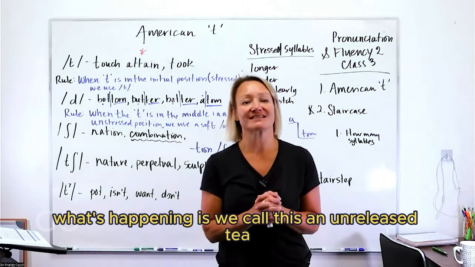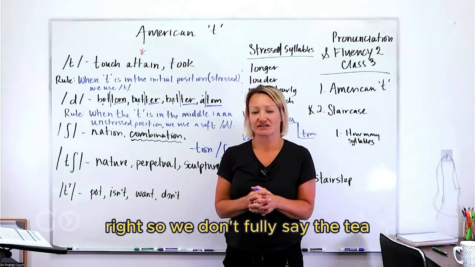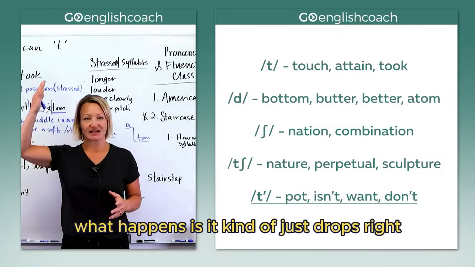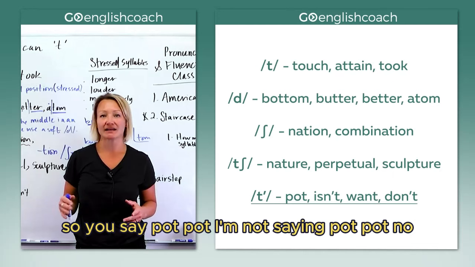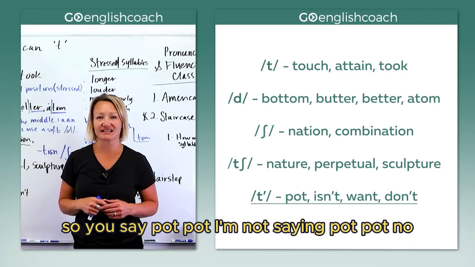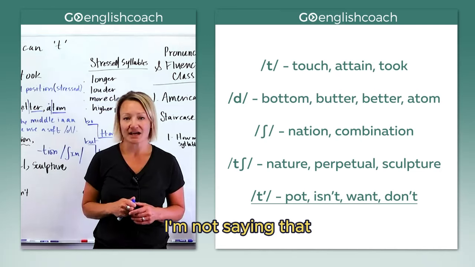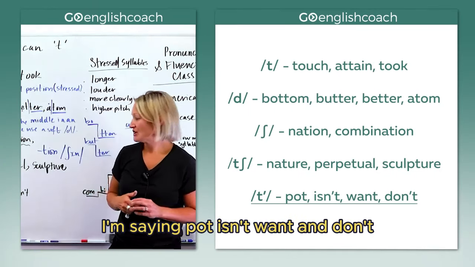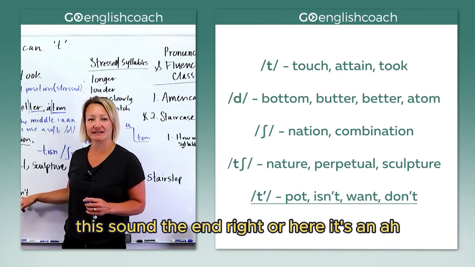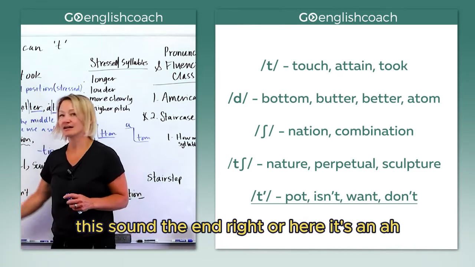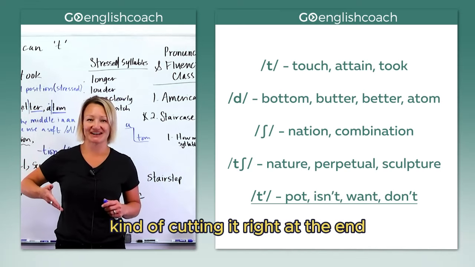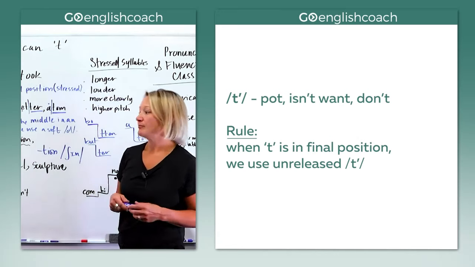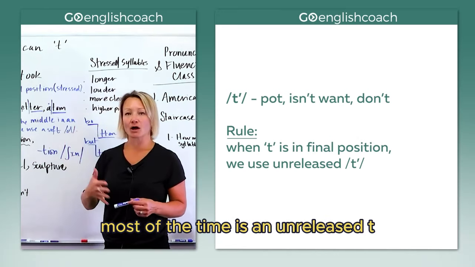What's happening is we call this an unreleased T, right? So we don't fully say the T, we know it's there. What happens is it kind of just drops, right? So you say pot. I'm not saying pot-t. No, I'm not saying that. I'm saying pot, isn't, want, and don't. So you're getting to this sound, the N, or here it's an ah, and you're just cutting it right at the end. So the rule there is a final T sound, most of the time, is an unreleased T.